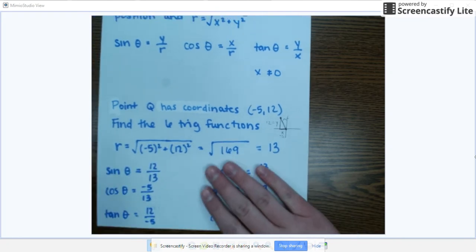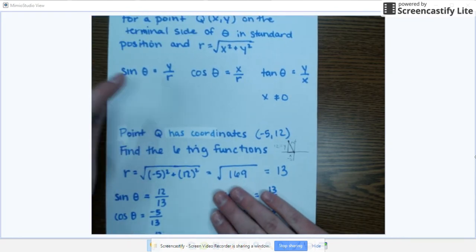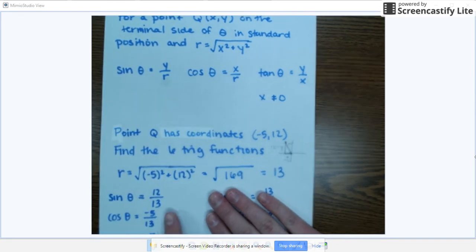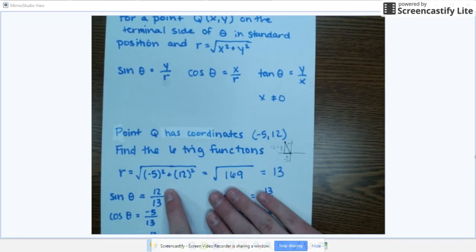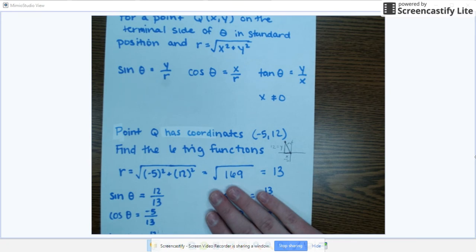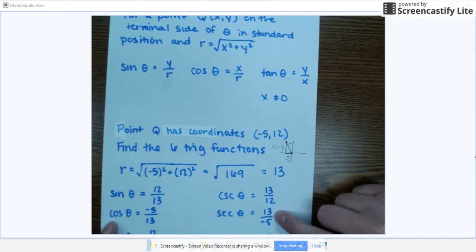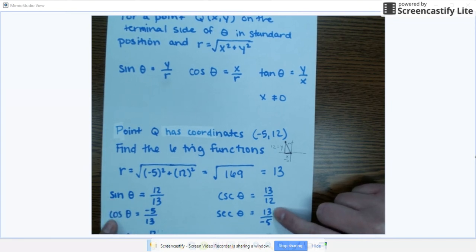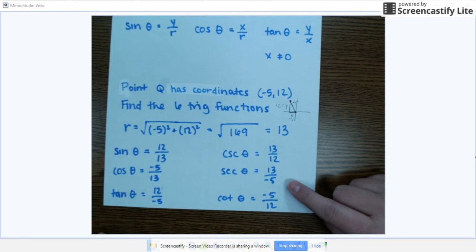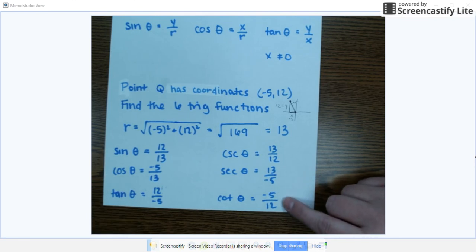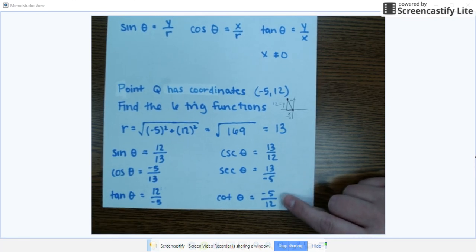So above we defined the sine, cosine, and tangent. So I just plug those in. Sine is y over r, so 12 over 13. Cosine is x over r, and tangent is y over x. Remember, the other 3 trig functions are just the reciprocals. So cosecant corresponds to sine, and that's just 13 over 12. Cosine and secant are related, so flip your fraction here. And then tangent and cotangent, you just flip your fraction there as well.